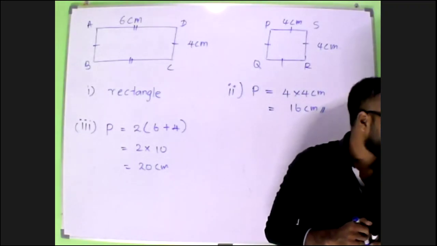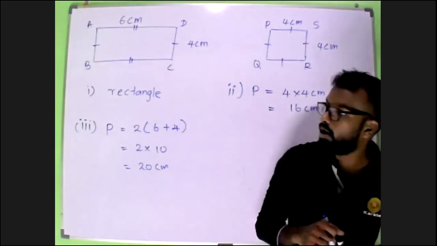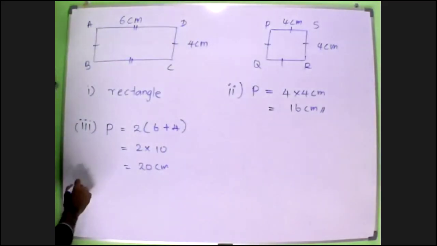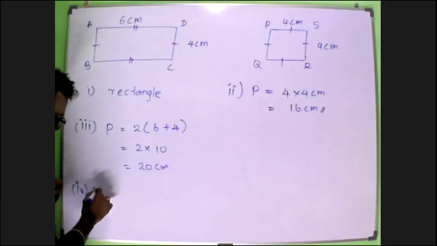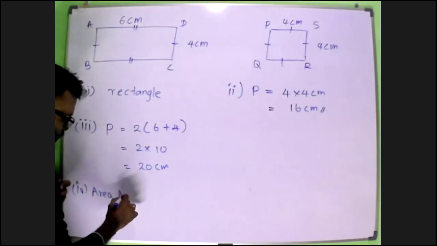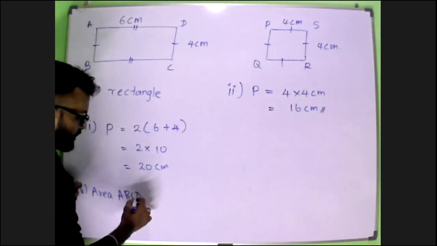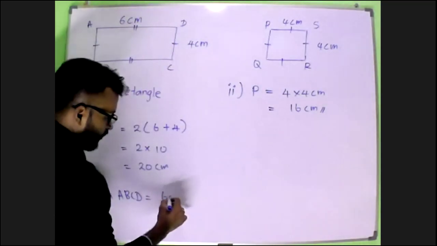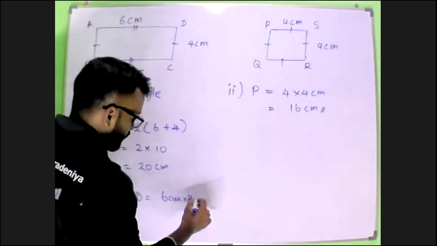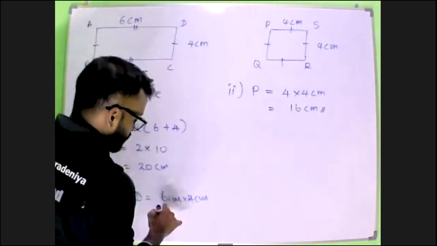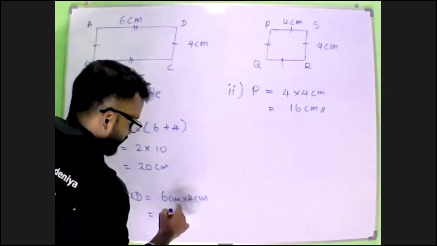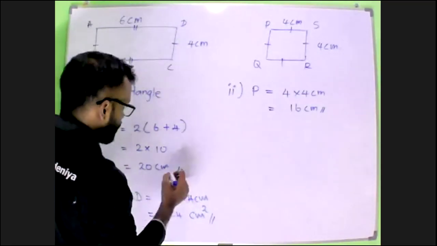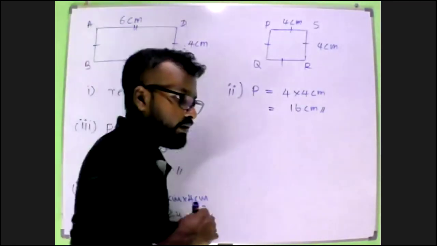Find the area of the quadrilateral ABCD. Area of the quadrilateral, this one, fourth one. Area of ABCD, right? So how to find the area? 6 times 4, length into breadth. 6 times 4, 24, centimeters into centimeters, centimeter square. Right, these are the answers. Then this part.